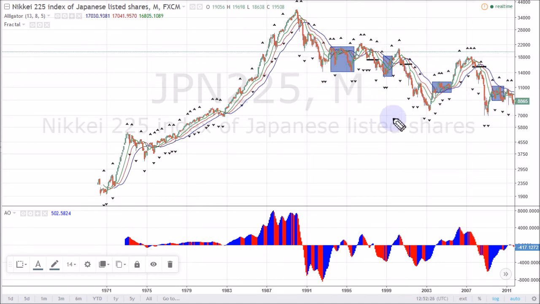Therefore, we always have to know what kind of basic setup we want to see to enter into a fresh trend. After the trend is finished up here, the market is moving down. It is establishing a little bit of a downtrend even.